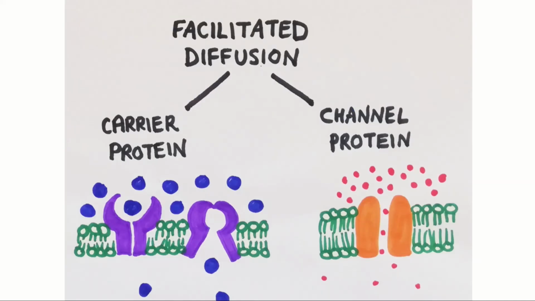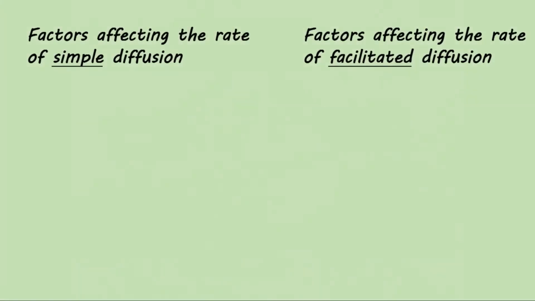Other proteins are channel proteins. They can be open or closed. When they're open, they provide a gap in the membrane for large, charged, or polar molecules to diffuse into or out of the cell. Remember, neither channel proteins nor carrier proteins require energy to allow molecules to move down their concentration gradient. It's always a passive process.